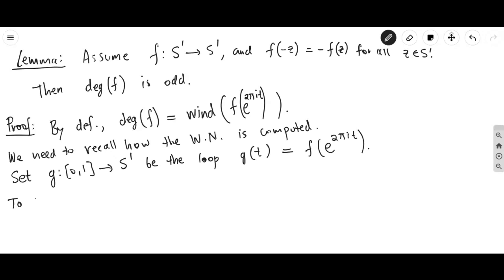So to compute the winding number of g, this is what we have to find the winding number for, and we have to show why it's an odd number. To go back to the definition, what you're going to do is take this interval and partition it into small pieces so that the change in the angle will be small.